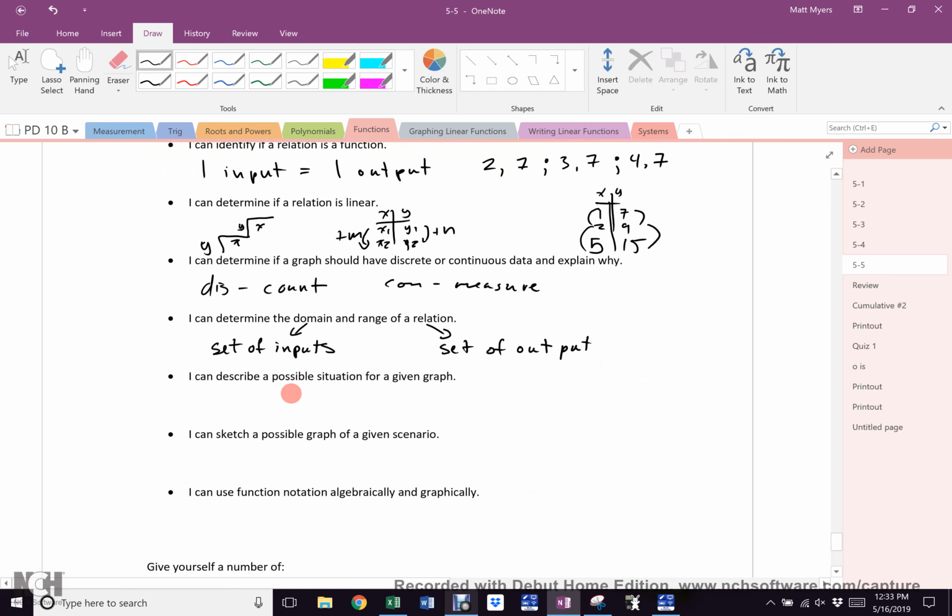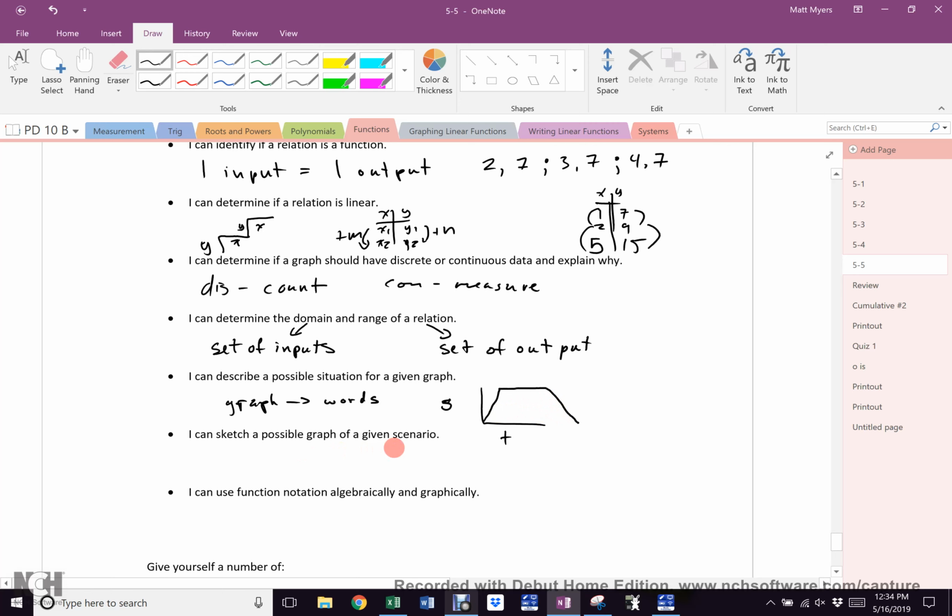Possible situation for a graph. That means you can go from graph to words. Tough to do an example of that, but speed, time. What did I do for this part? I increased my speed over a certain amount of time. What did I do here? Drove at the same speed. What did I do here? Slowed down. Done.